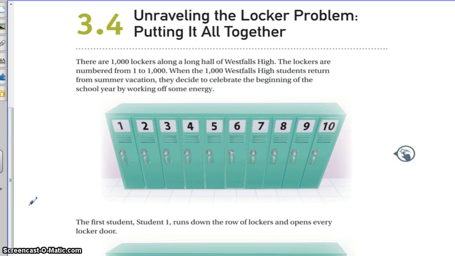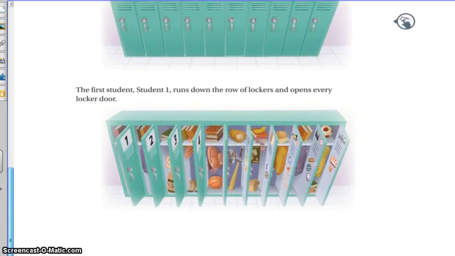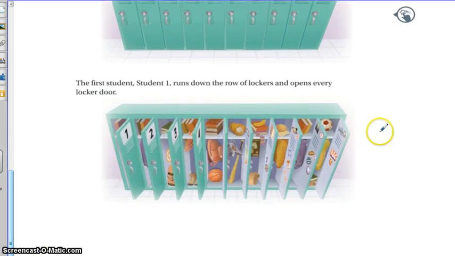All right, so there are 1,000 lockers along a hall in a high school, and the lockers are numbered from 1 to 1,000. So they're just like this picture here, only they're labeled clear up to 1,000. When the students return, they decide that they're going to celebrate the beginning of the year by working off some energy. So student 1 goes along the row and opens up every locker door.